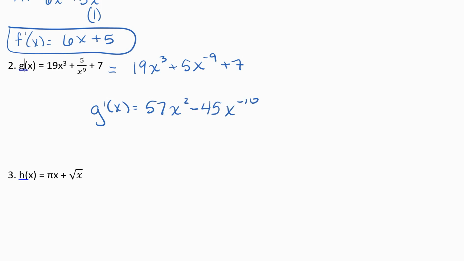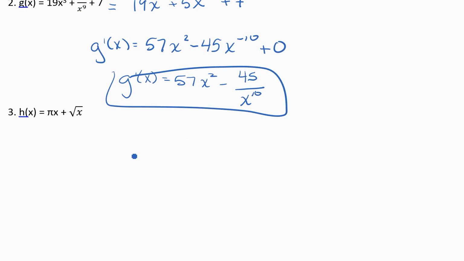Now we've got the derivative of 7, which that's just a constant, and we've talked about how the derivative of constants is 0. So it really just goes away. We'd say plus 0 here, but we know adding 0 doesn't change anything. So the most simplified version of this would be 57x squared minus, we'd do 45 over x to the 10th because of the negative 10. Plus 0, which is just nothing. So here's our derivative.